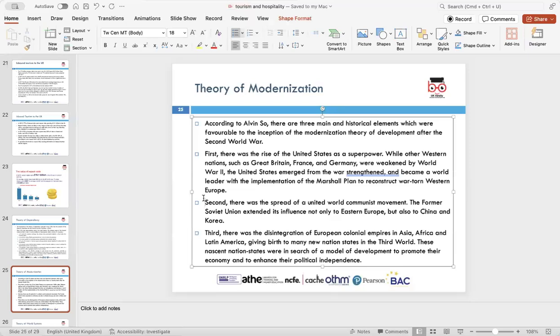This ideological shift prompted a divide between capitalist and communist states, further influencing global development approaches. Finally, the dissolution of European colonial empires in Asia, Africa, and Latin America resulted in the emergence of new independent nations seeking economic and political stability. So these post-colonial states were in search of effective development models, which fueled interest in modernization theory as a pathway to economic and social growth.